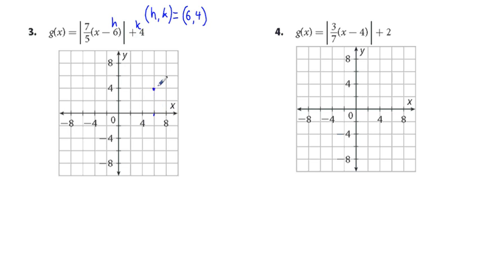So this is going to be our vertex. If I come here, I'm just going to arrow over to the vertex. And we have a value here on the outside of 7/5. So that's going to be up 7 over 5. I don't think I have a lot of room in this version of the graph, but I'll just make the best of what we have.